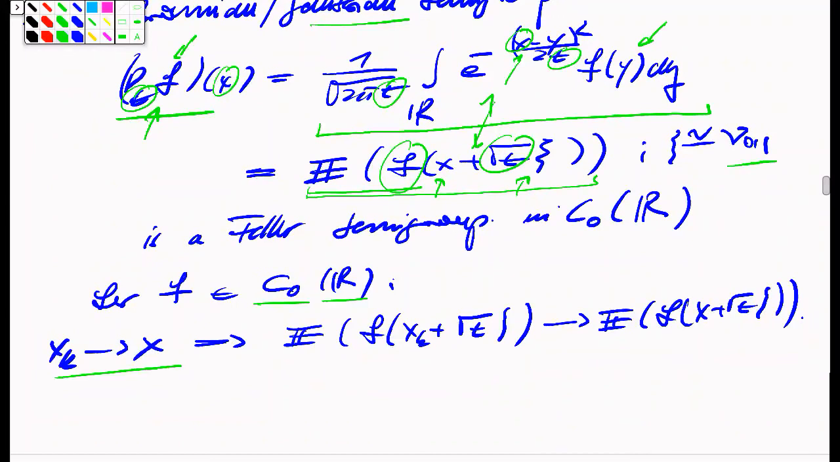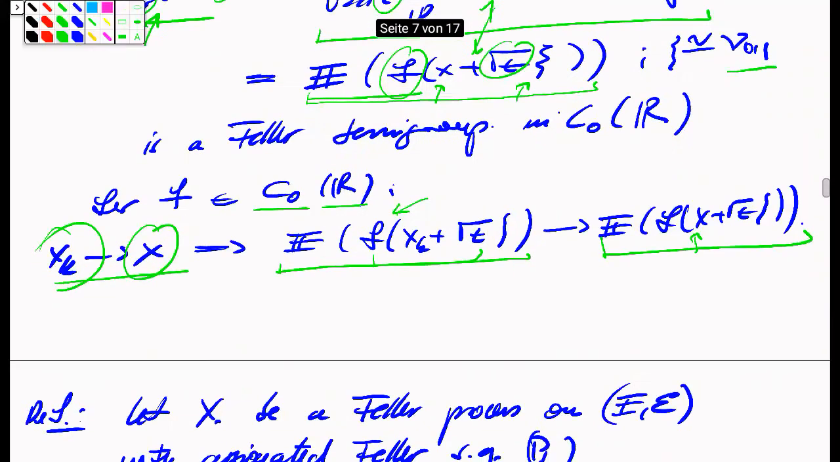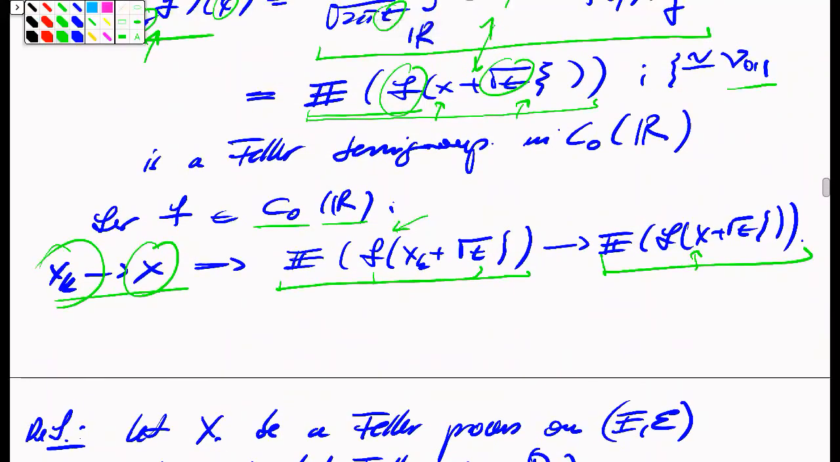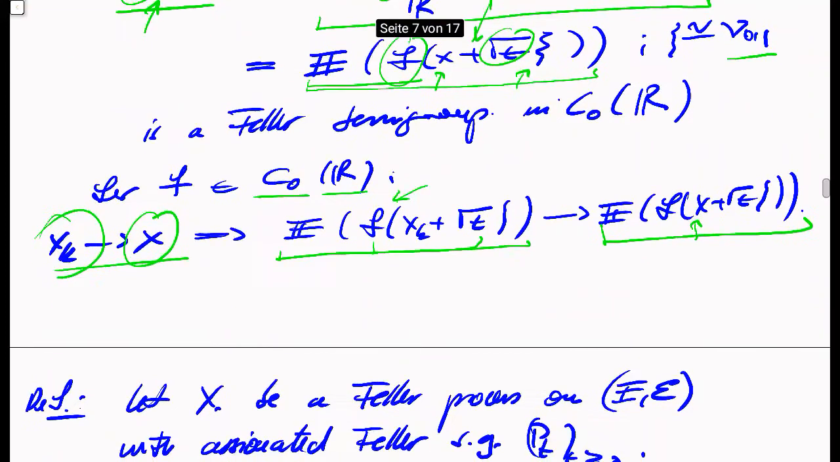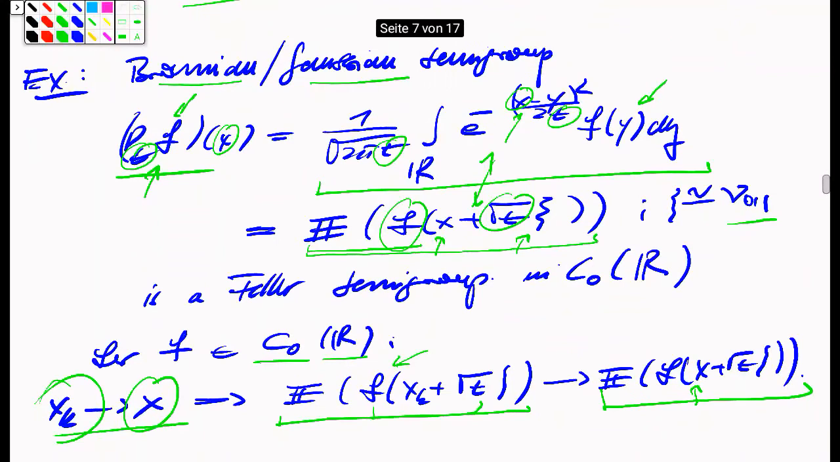But again, for continuity, suppose you have a sequence of x points x_k that converge to x, and you ask for the convergence of the corresponding expressions with respect to x_k. Then again, just by continuity of the function f, we have pointwise convergence of these expressions to the expressions inside the expectation, and then by dominated convergence, since f is a bounded function, it will converge. And it's also an easy exercise to see that this function will vanish at infinity. Okay, so therefore the Gaussian or Brownian semigroup, which comes with the Brownian motion, is a Feller semigroup in the sense of the definition above.